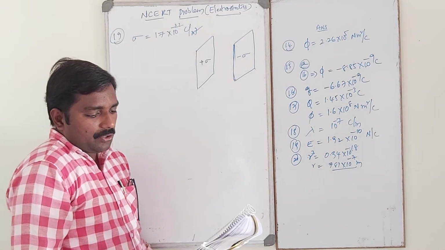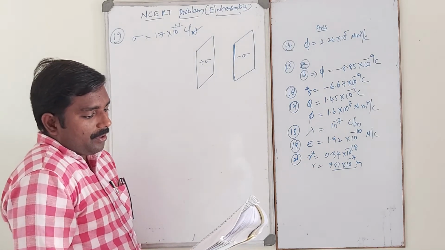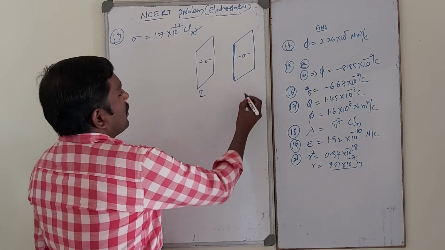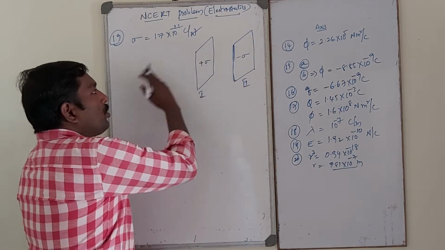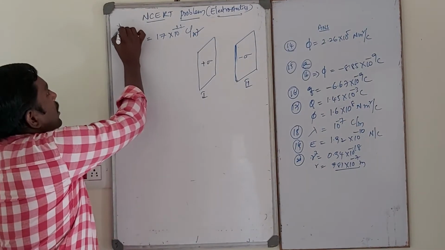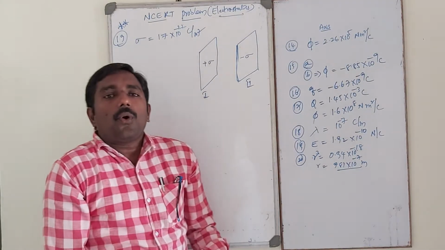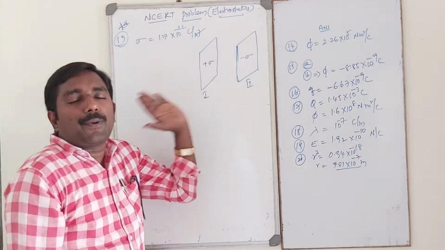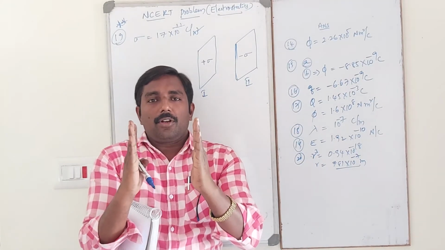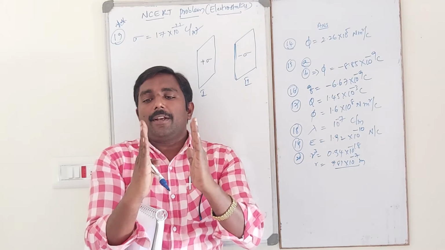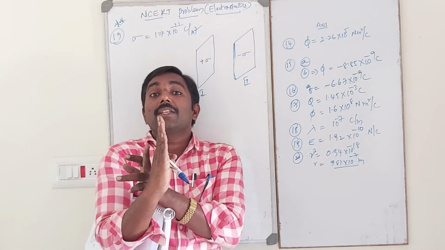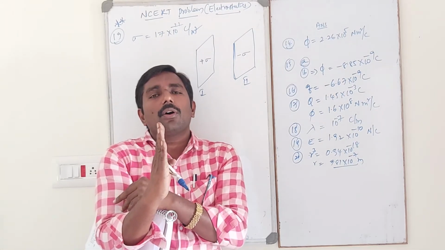What is E? First one: in the outer region of the first plate. Dear students, this is the first plate, this is the second plate. What is the electric field in the outer region of the first plate? See dear students, this is the important one. These are the inner regions. What is the electric field at the outer region of the first plate? On this side, there is no charge. So the electric field will be 0.